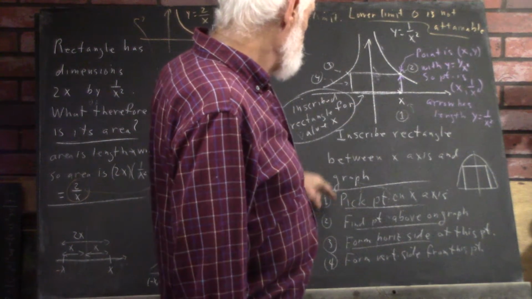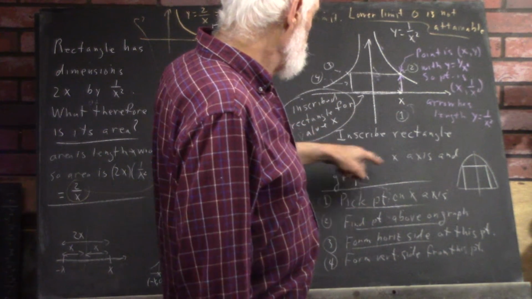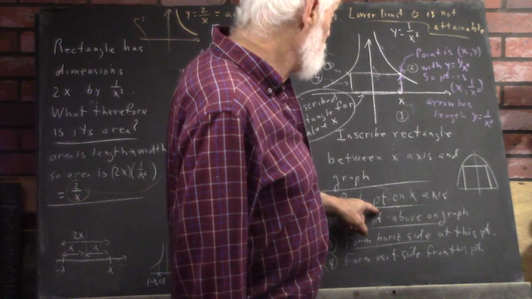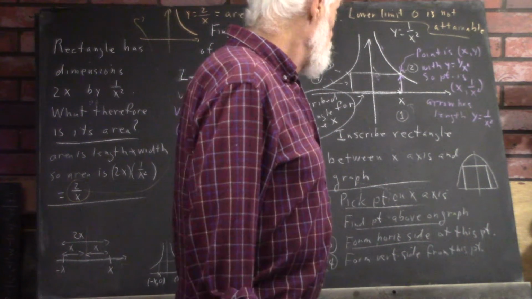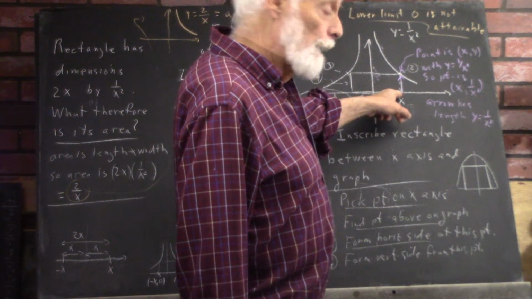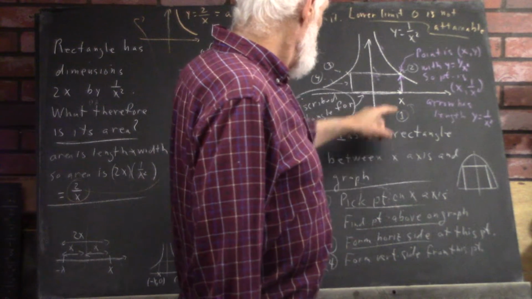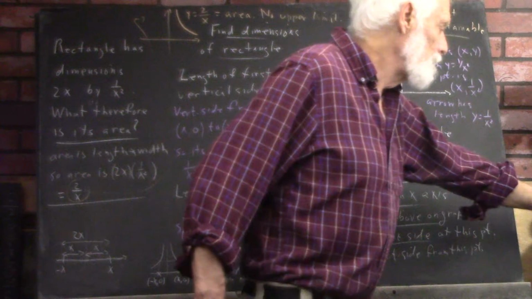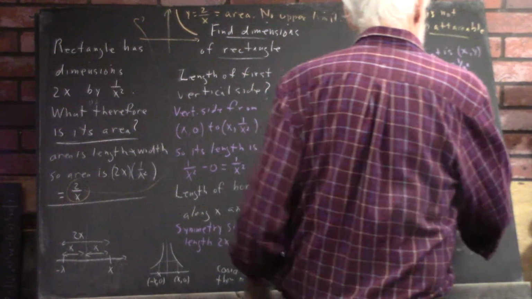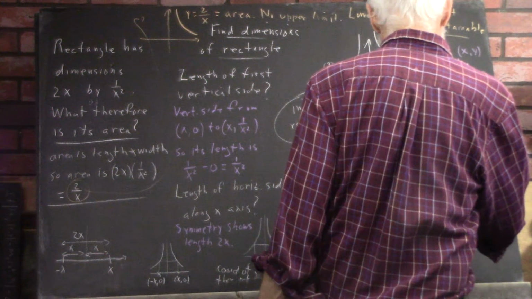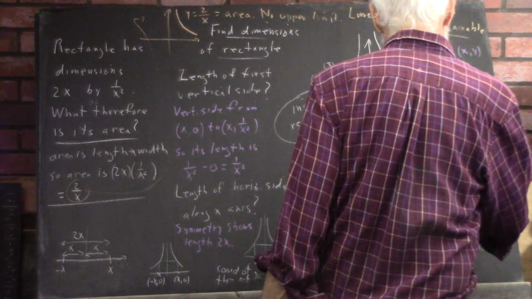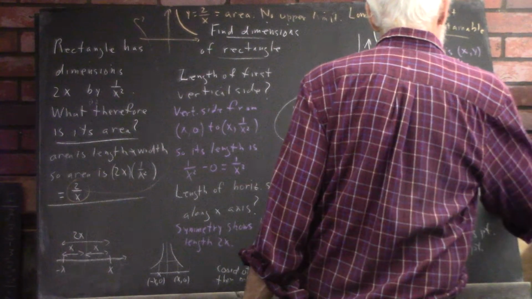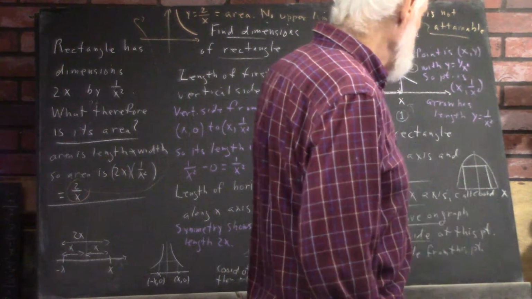So, here are the steps. We're inscribing a rectangle between the x-axis and the graph. That's what we call this. First step, we pick a point on the x-axis. There's a point on the x-axis, and we call its coordinate x.